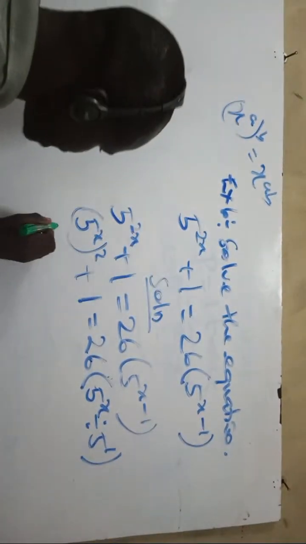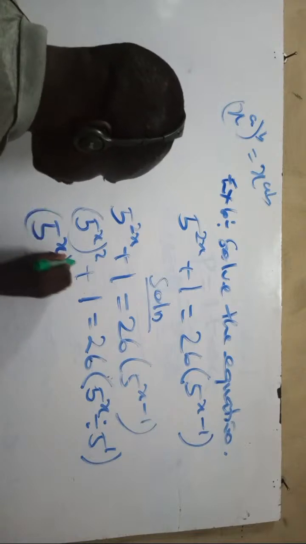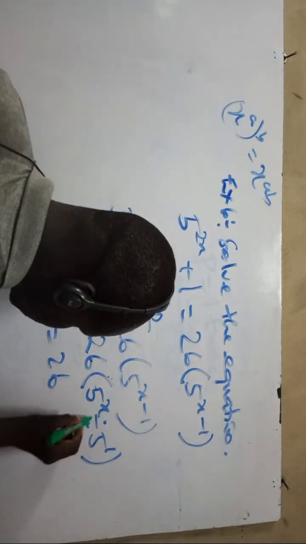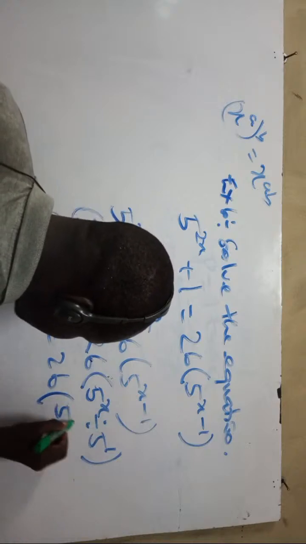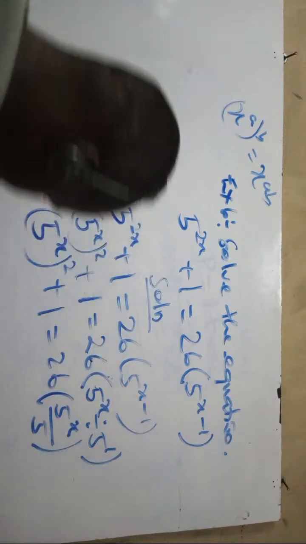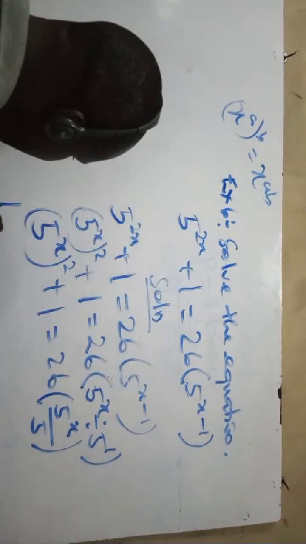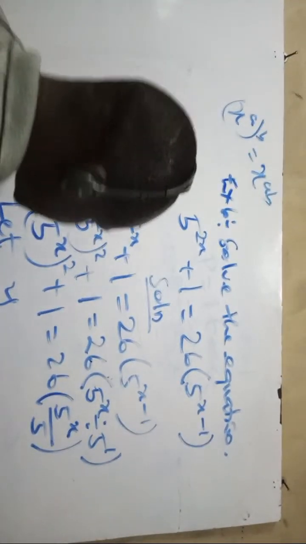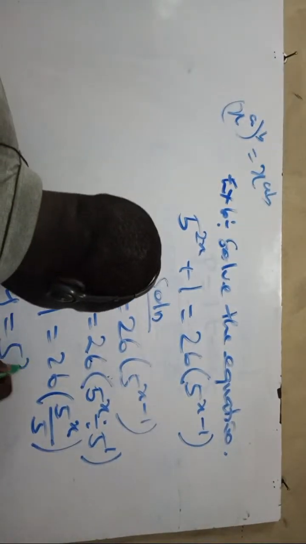So at this point now, I can write this as 5 raised to power x all squared plus 1 is equal to 26 into brackets, this is division, 5 raised to power x all over 5. So I will now use y. It's not compulsory I use p; I can use another letter. Let y is equal to 5 raised to x.